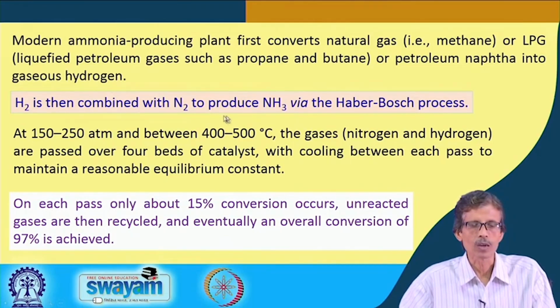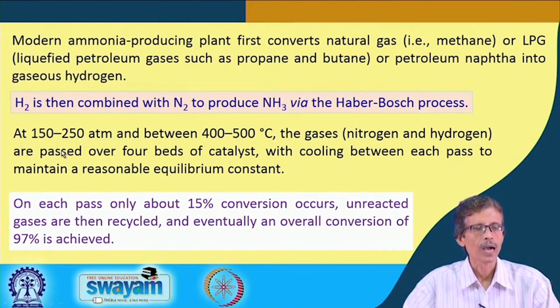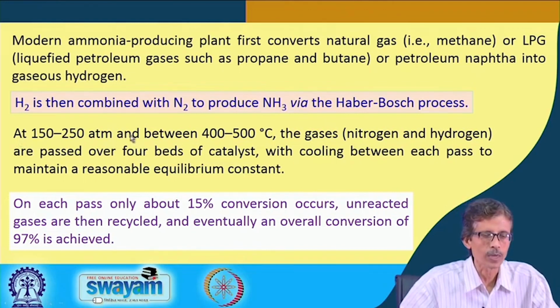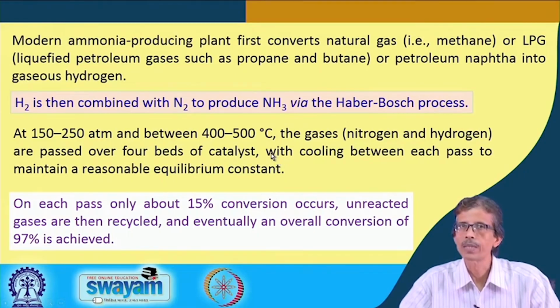So, this hydrogen is then combined with nitrogen, producing ammonia via the Haber-Bosch process. The reaction condition can be set up by optimizing many parameters: at 150 to 250 atmospheric pressure and between 400 to 500 degrees centigrade. The two gases, both of them, are ideally inert.